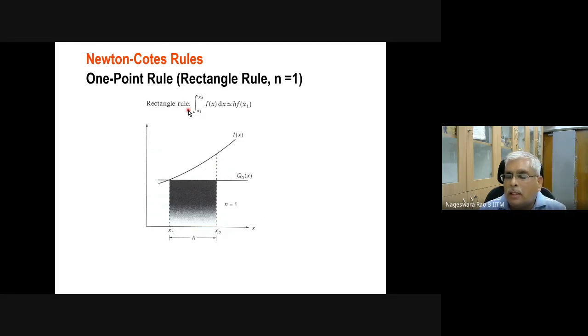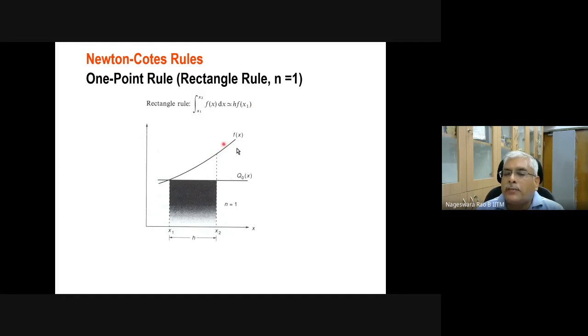I told you I don't want an exact solution for this, I'm happy with an approximate solution. But when I say approximate solution, I need to pay a price for it. How much price am I paying? This much amount of area I'm missing. So this is going to be the error in this approximation.